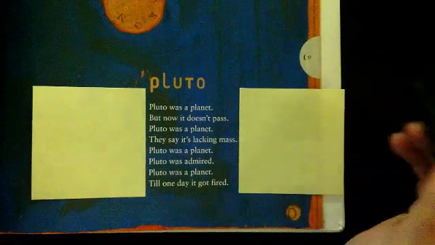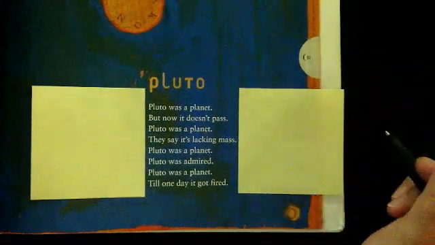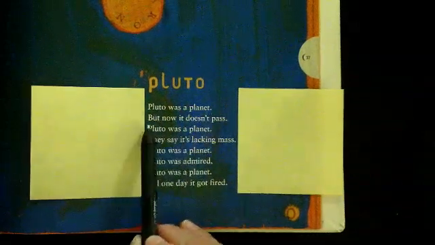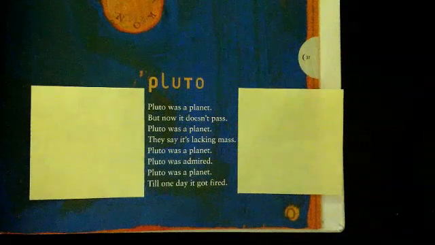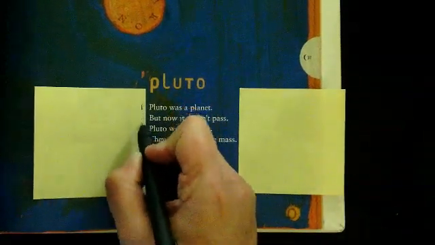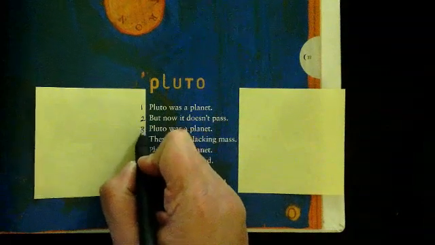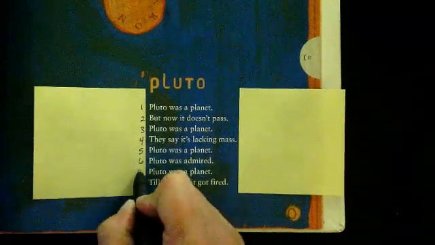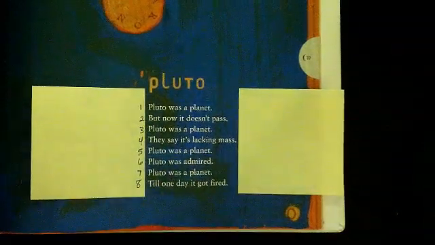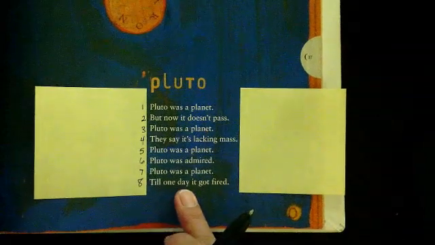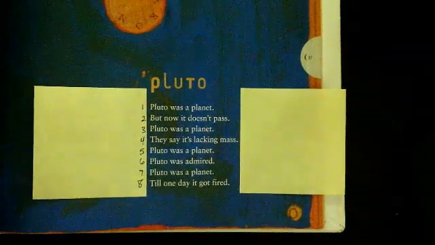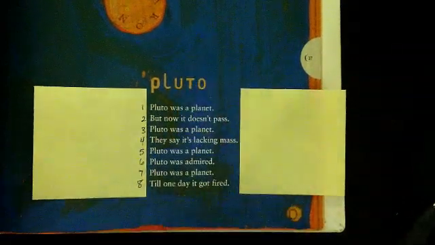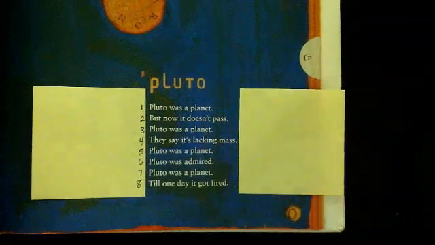So, Pluto. The first thing I want to look at is lines. When we're looking at lines in a poem, that would be each line of text. So, we can number these. We're going to number these 1, 2, 3, 4, 5, 6, 7, 8. I have 8 lines of text, or 8 lines in my poem. We number the lines so it's easier to find the information we're looking for and to know how long our poem is. So that is lines in a poem.